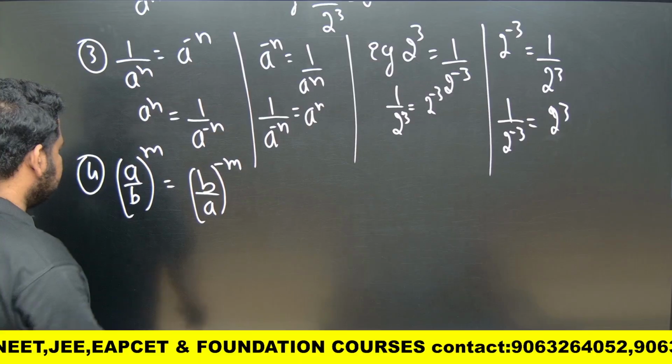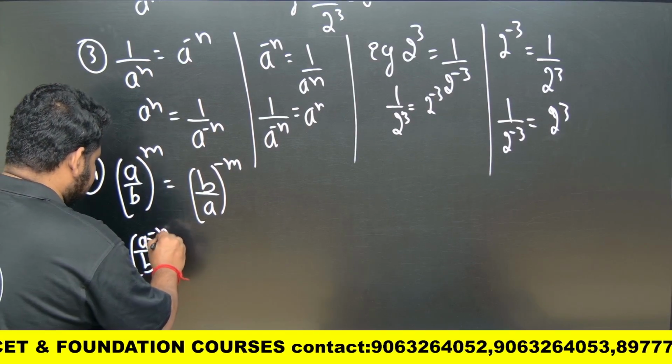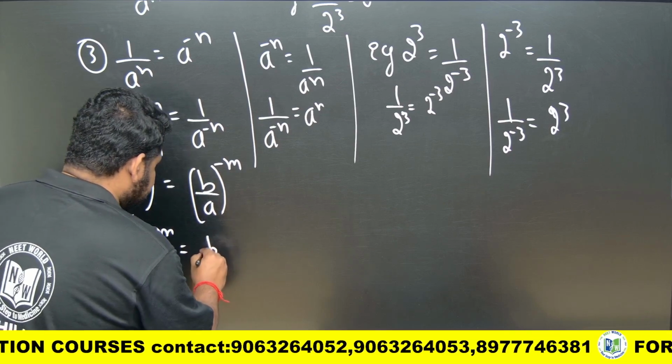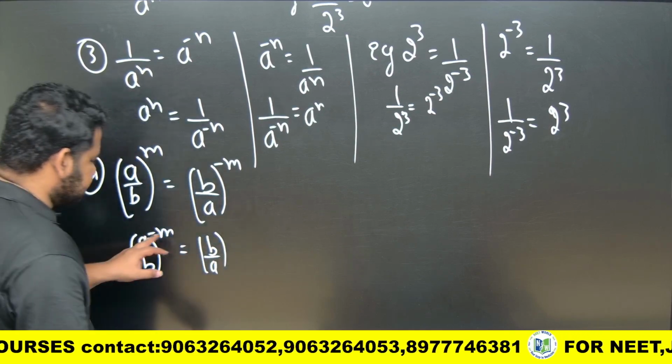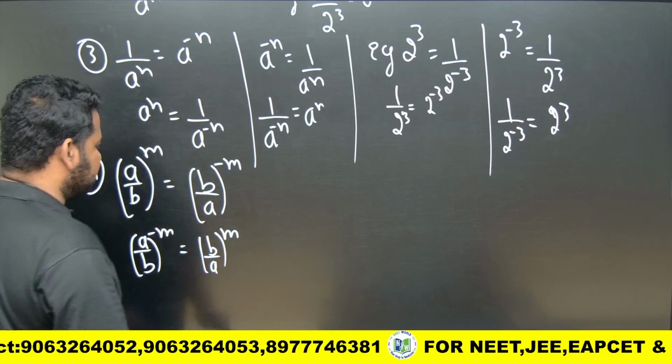Clear? Or if I write it as a by b to the power of minus m, and if I write it as b by a, here it is minus, it will become positive. Okay, it will become positive. This is one thing you have to remember.